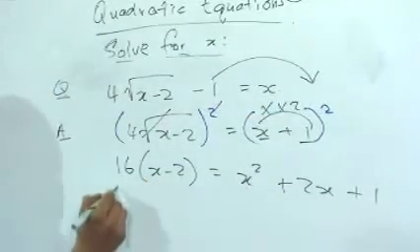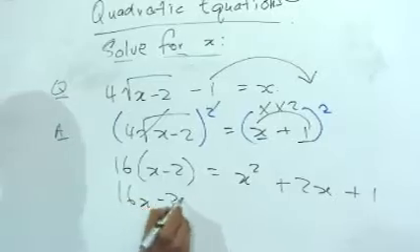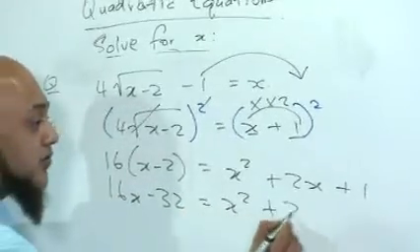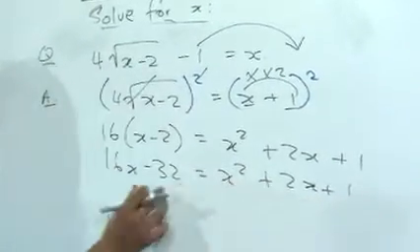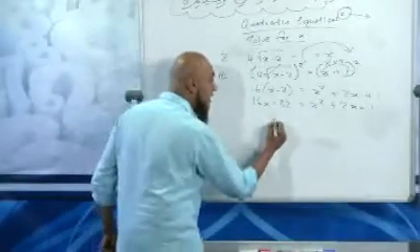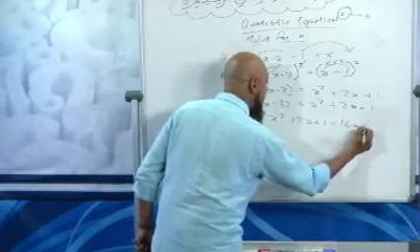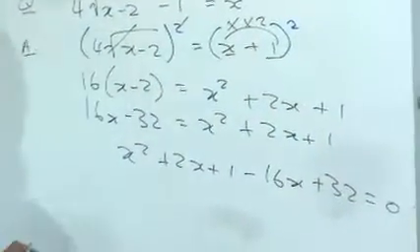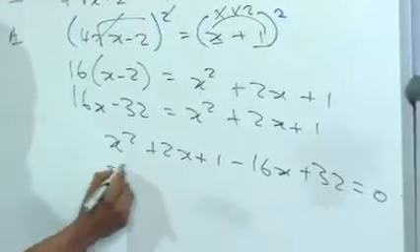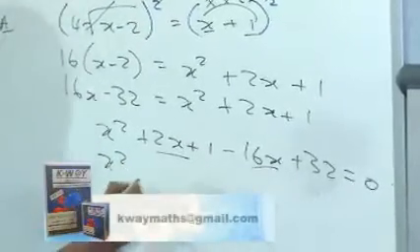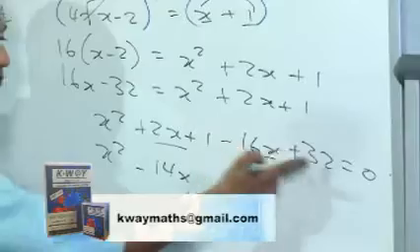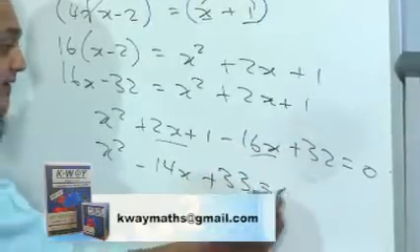Now remove these brackets. We got 16x minus 32 is equal to x squared plus 2x plus 1. Now, because it's quadratic, one of the sides must be 0. So what do we have? x squared plus 2x plus 1 minus 16x plus 32 is equal to 0. Let's collect our like terms. x squared plus 2 minus 16 is minus 14x, plus 1 plus 32 is plus 33, equal to 0.